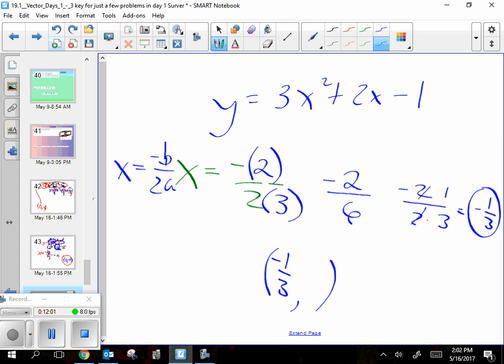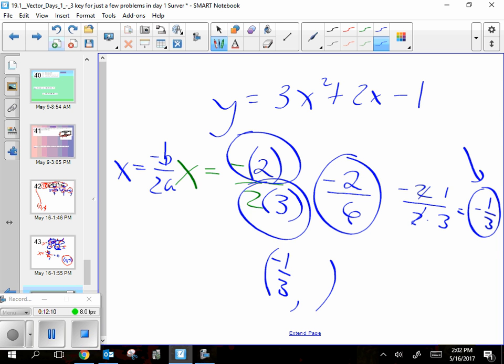So it came to negative 2 over 2 times 3. So it was negative 2 over 6, and then we reduced it to negative 1/3. Now, that's a good question. So I got my negative 1/3 for my x. Now I've got to go and stick it back in here.